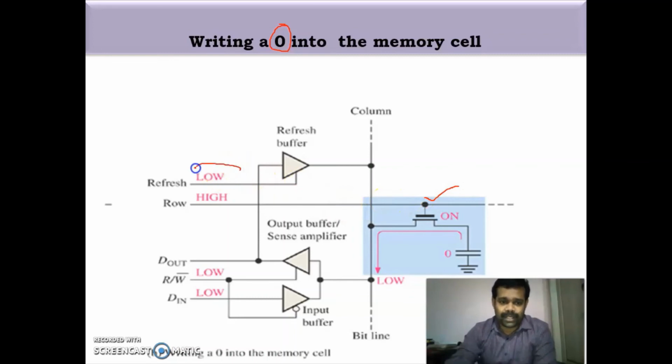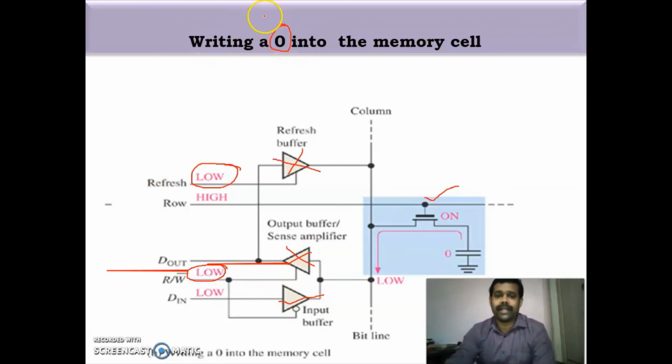Then you have to make the input to the refresh buffer low. Here you have three buffers: refresh buffer, input buffer, and output buffer, and we are making the refresh buffer low, so it will disable the refresh buffer. Then we are giving low to the read write line, so it disables the output buffer and enables the input buffer.